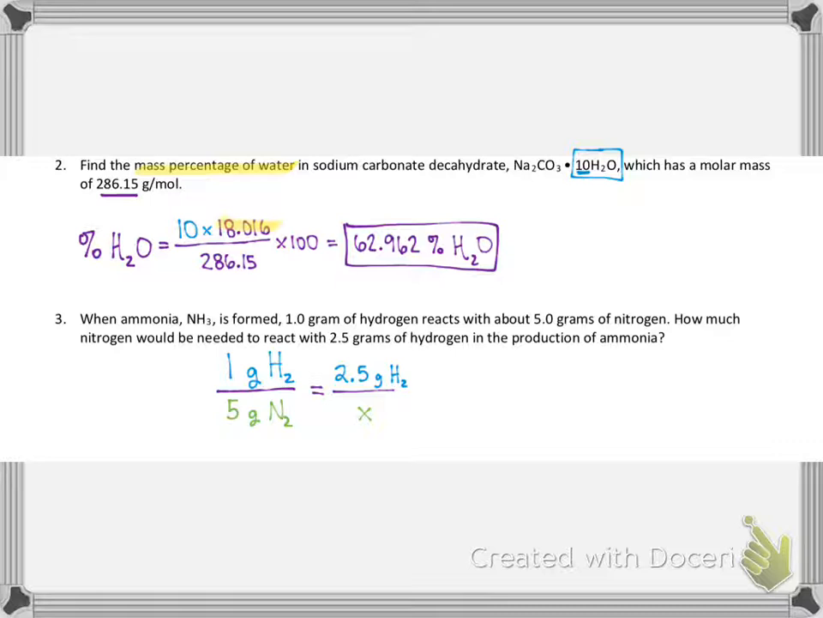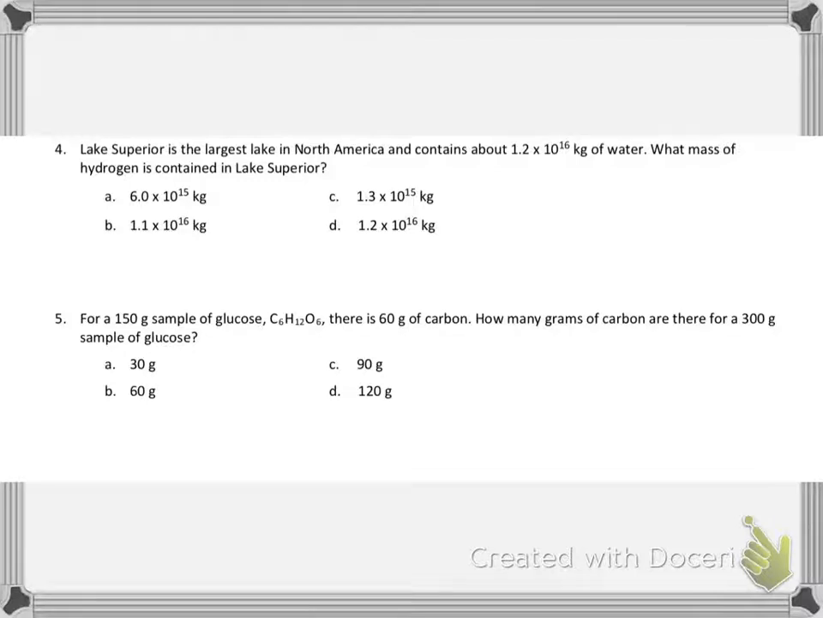So if I've got 2.5 grams of hydrogen, how much nitrogen will I need? Well, notice the hydrogen increased 2.5 times. It would make sense the nitrogen would increase 2.5 times, which is what you get when you solve for x. And so you would need 12.5 grams of nitrogen to react with 2.5 grams of hydrogen to form ammonia. All right, we have 2 more practice problems. I'm sure you're excited to see that they are multiple choice, calculator-free math. So let's take a look.